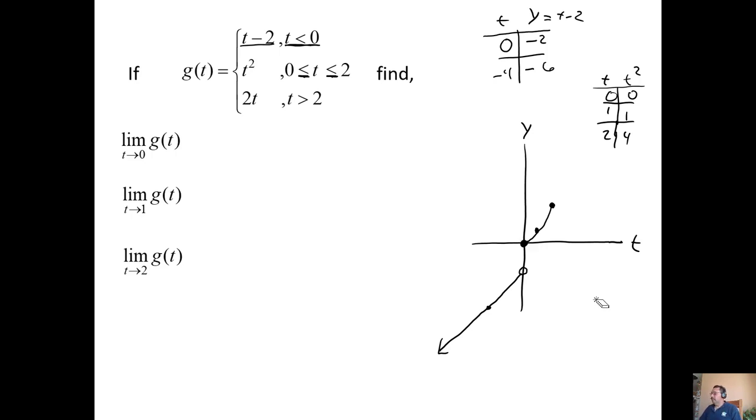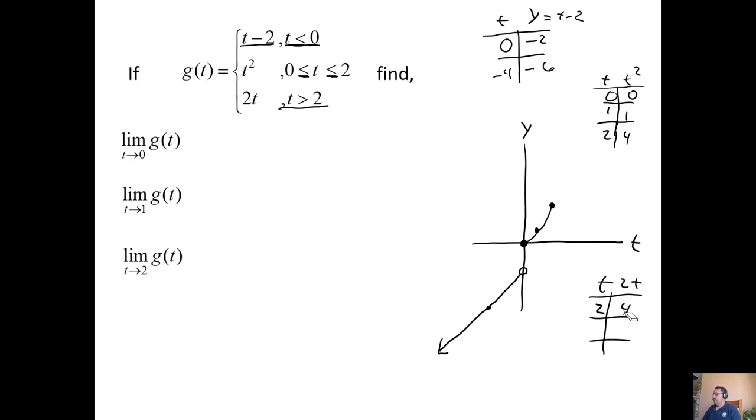And then, for the last piece, you have t to t. Again, that's a line, but you're not looking at the whole line. You're only looking at it when t is greater than 2. And so then when t is greater than 2, because we can plug in 2 into the formula, that should be 1 point on your table. So we put 2 over here, we'll get 4.